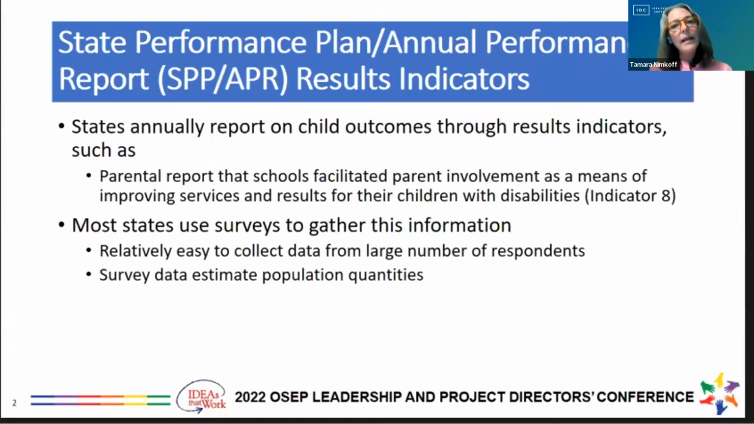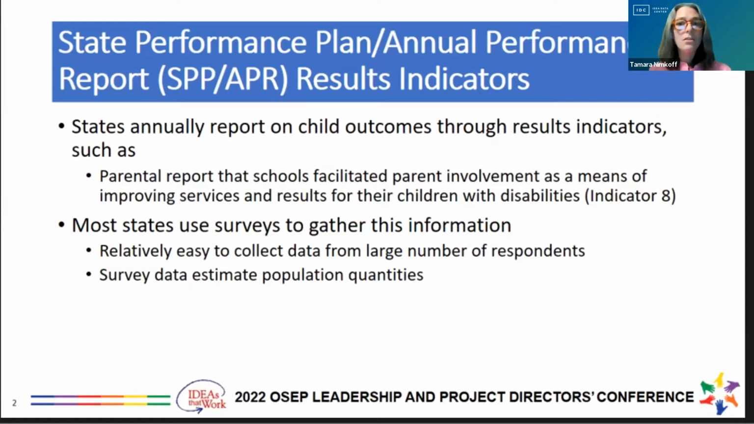So while the topic of non-response bias is really applicable to any survey data collection, it might help for us to talk about it in the context of a data set that you're likely already very familiar with, which is the parent involvement data set. Among the many child outcomes that states must collect and report data on within their SPP/APR is Part B Indicator 8, which is the extent to which parents report that schools facilitated their parental involvement as a means of improving the services and results for their children with disabilities.